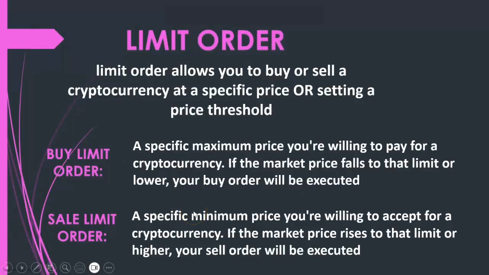All right, we have limit order, right? Limit order allows you to buy or sell cryptocurrency at a specific price or set a price threshold. What does limit order simply mean? Limit order simply means you tell the market, okay, at this point I want to buy or sell my cryptocurrency, right? And we have two types of limit order, which are buy limit order and sell limit order, right? All right. Another concept that you need to be aware of is limit order, right?